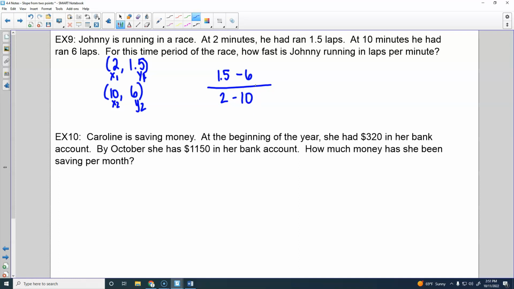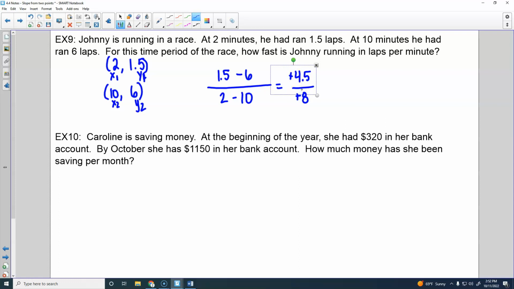Now, some of you might have done that backwards. You might have done 6 minus 1.5 and 10 minus 2. And that's okay. That's fine. As long as he stuck with it, right? He did top minus bottom, top minus bottom. He stuck with the way that he did these problems. So this is going to give us negative 4.5. And this is going to give us negative 8. Negative over negative becomes positive.